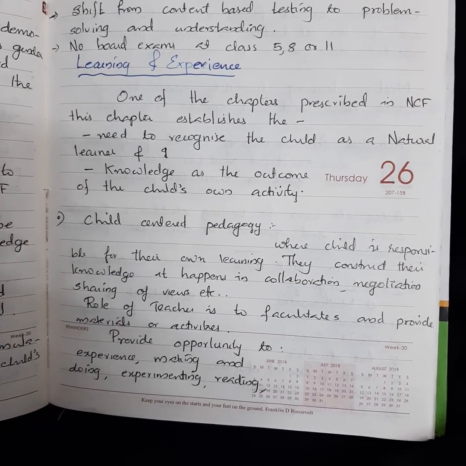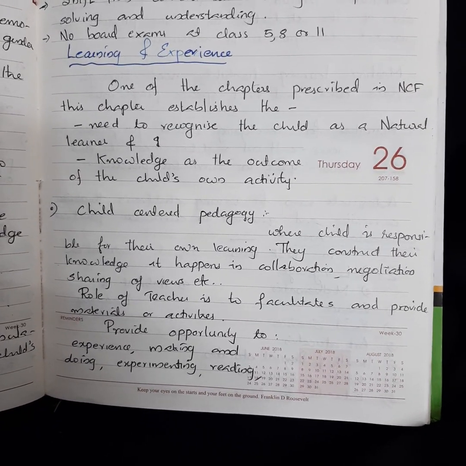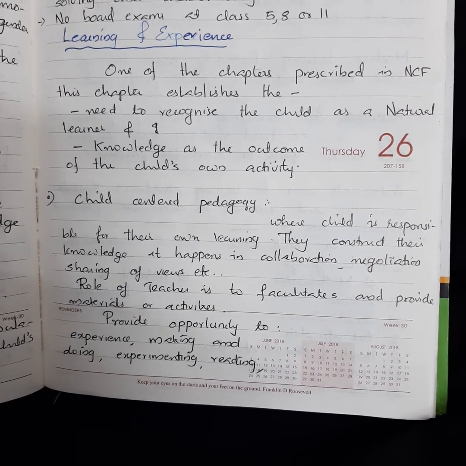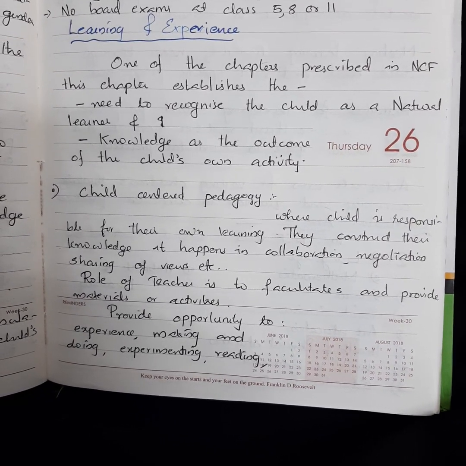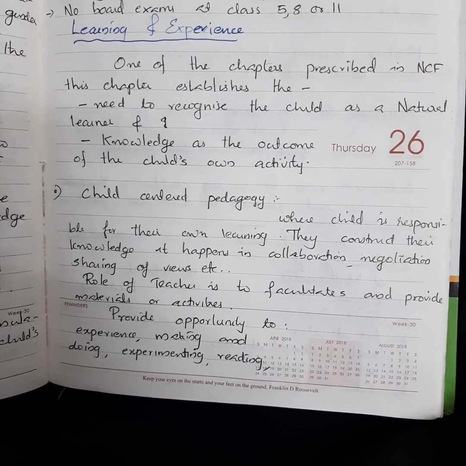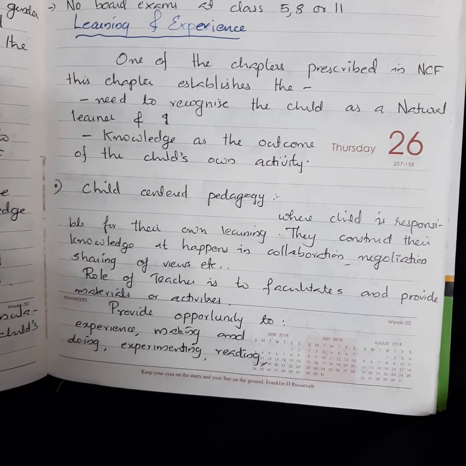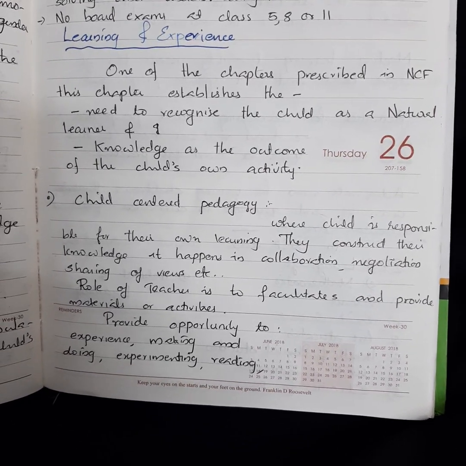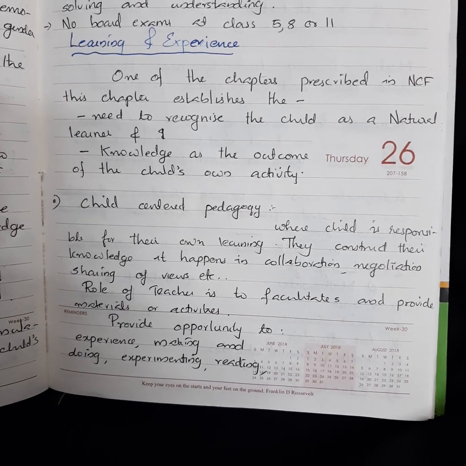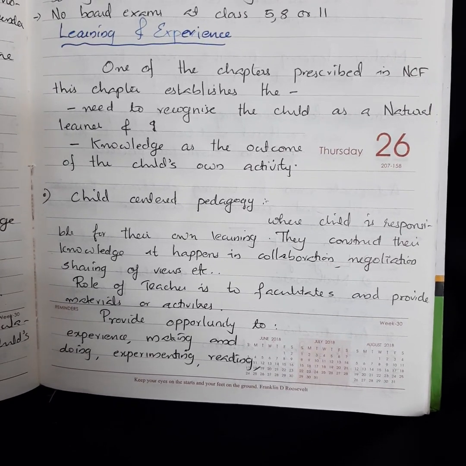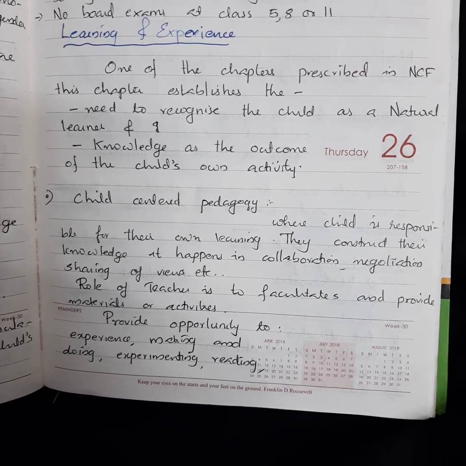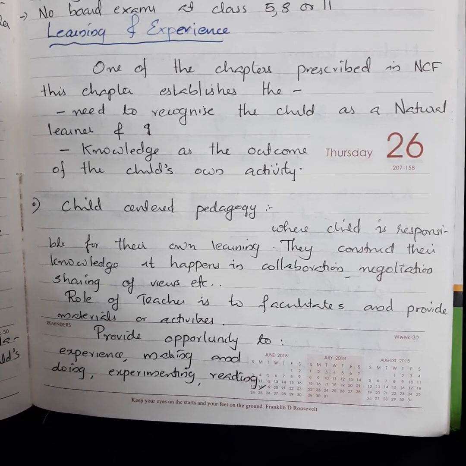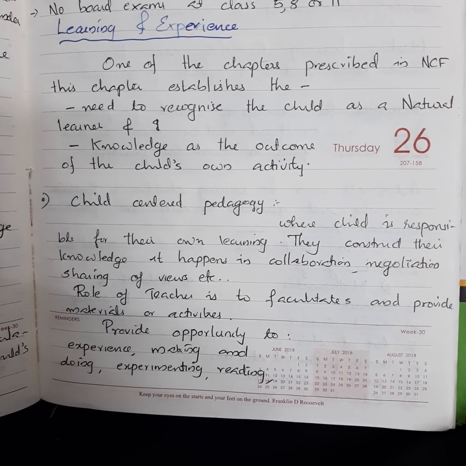And this chapter established the need to recognize the child as a natural learner and knowledge as the outcome of the child's own activity. And child-centered pedagogy, where the child is responsible for their own learning, they construct their own knowledge, and it happens in collaboration, negotiation, sharing of views, etc. Here, the role of the teacher is to facilitate and provide materials or activities.